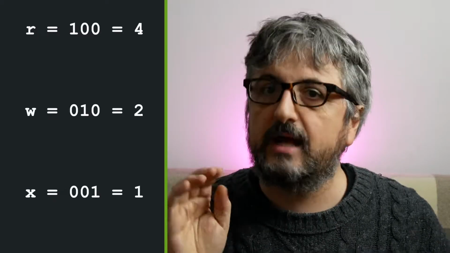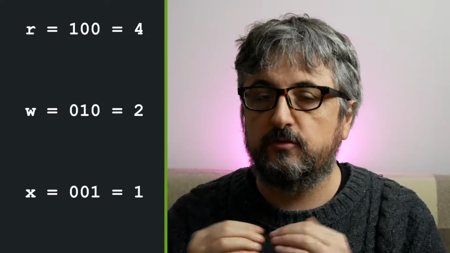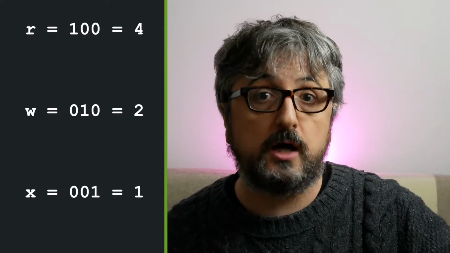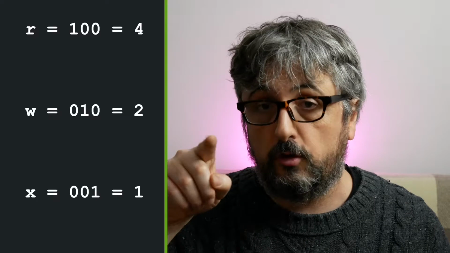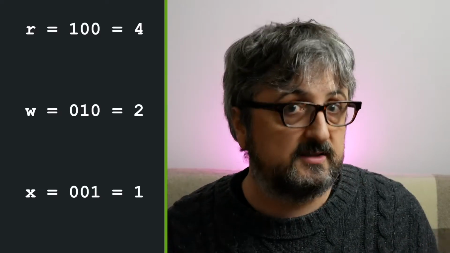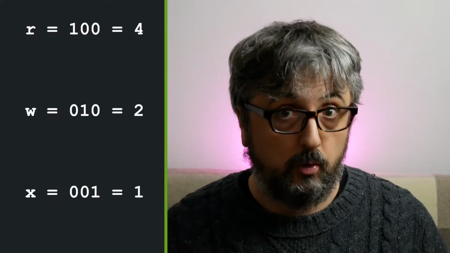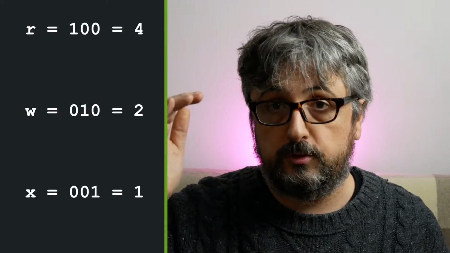That's the way it works, but we can say that the r is 4, the w is 2, and the x is 1. And I will add them to have the permission I want. If I just want r and x, I will say 4 plus 1, 5. If I just want to have rw, I will say 4 plus 2, and I will have 6. And if I want rwx, I will add them all, 4 plus 2 plus 1, and that's 7.